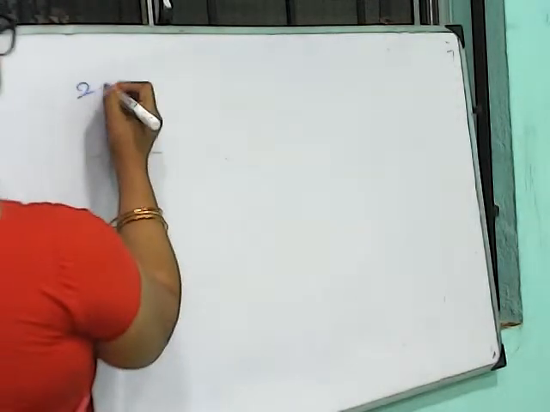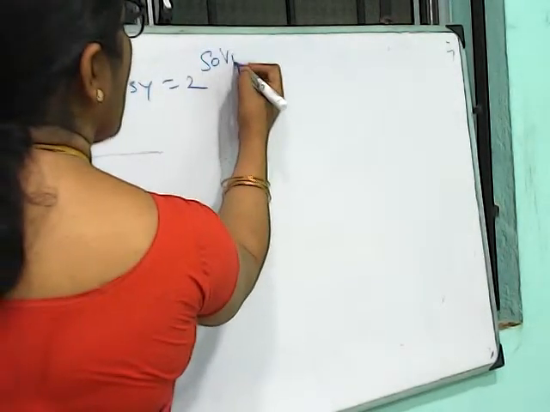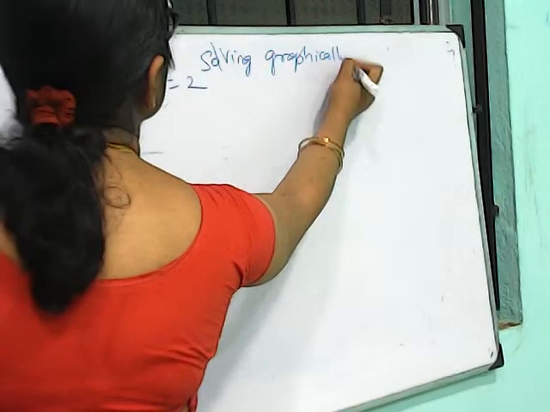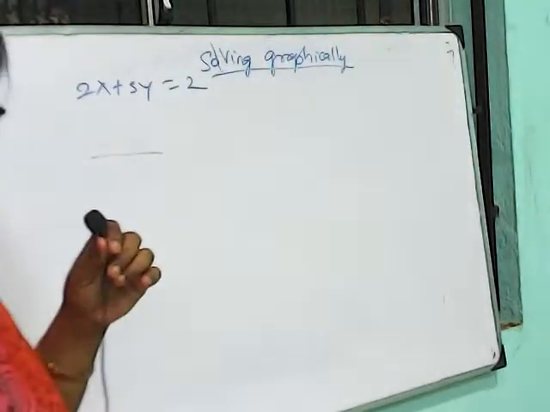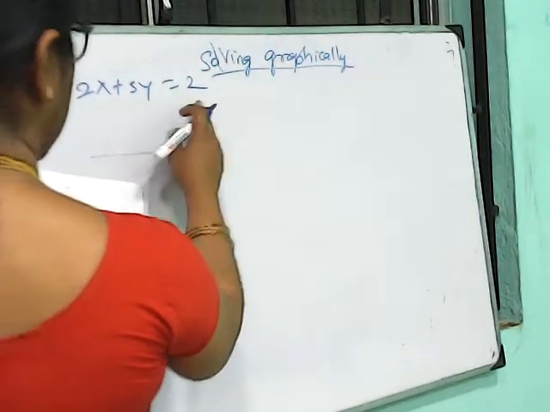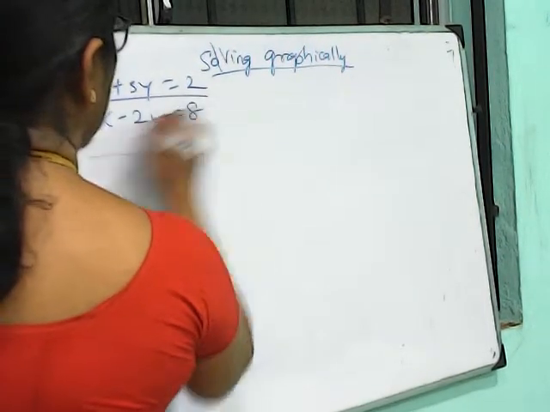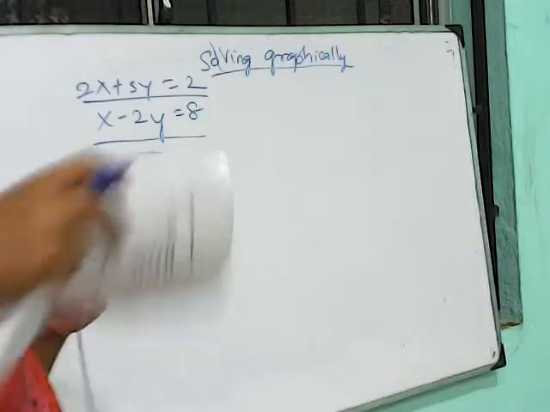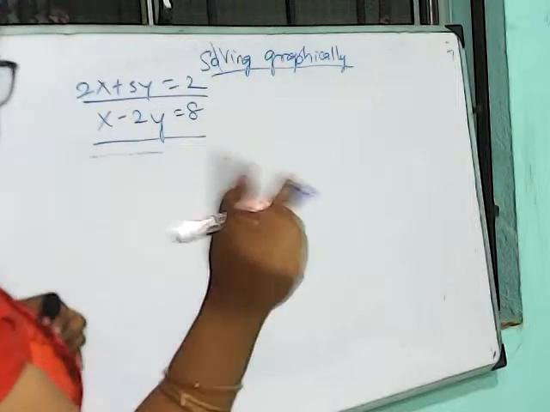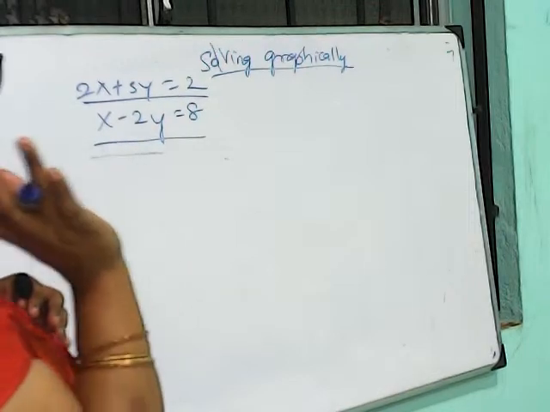Yes. This is solving graphically. Heading is solving graphically. How to solve graphically? That is using a graph. This is also an important 3-mark question. 2x plus 3y is equal to 2. x minus 2y is equal to 8. So there are two equations. Now we have to solve these two equations graphically. So first we'll take one equation, we will solve that, we will plot it, and then we'll go for the second equation to avoid any confusion.